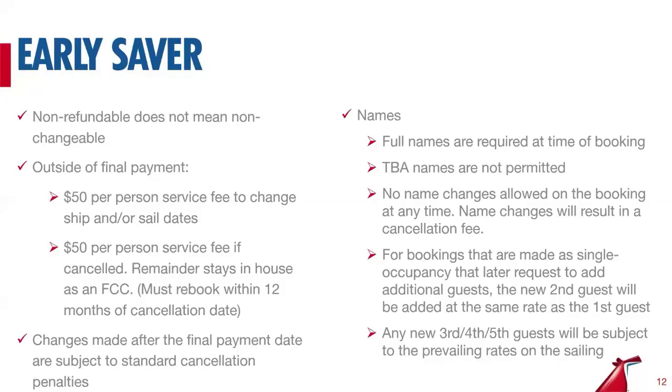Let's talk through names on Early Saver bookings because I said non-transferable. So full names are required at the time of booking. If you are unsure of a name, do not put a TBA name down because it's non-transferable, and potentially if we have to change the TBA name, you would be within penalty. So please make sure if you've got 2 people in a room and don't know the second person's name, put it down as a single, and then you can always add the second person later. Now, if you have any third, fourths, or fifths that will be added, again, do not book them as TBAs, but if you have to add them later on, they would be subject to the prevailing rates on the sailing.